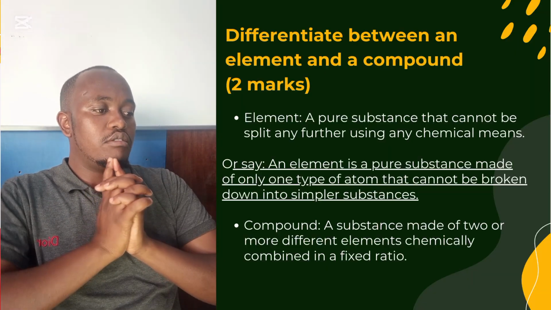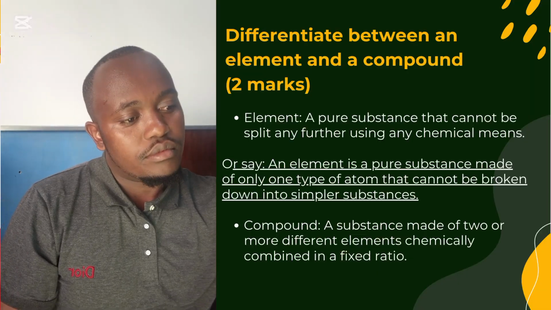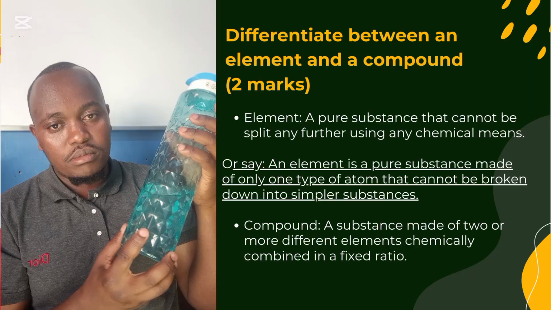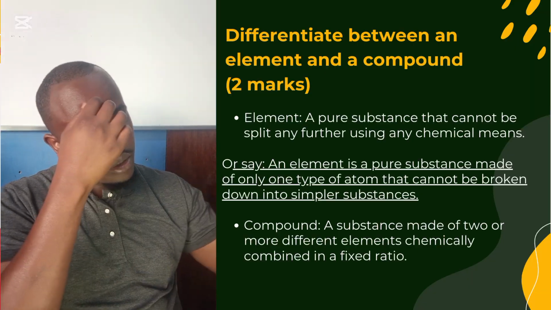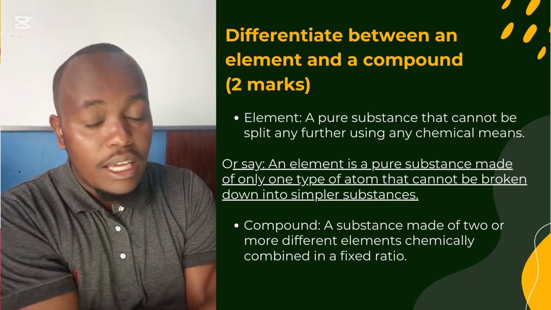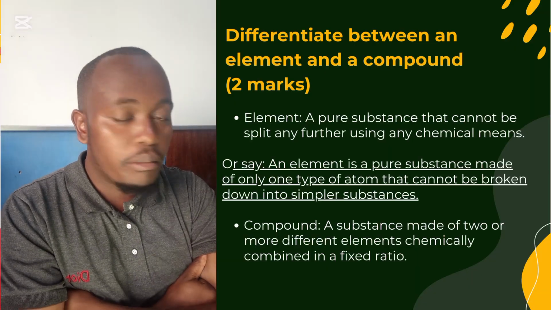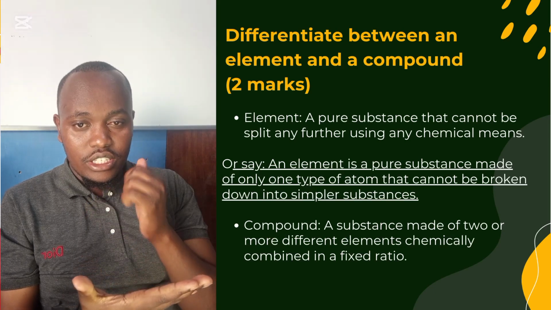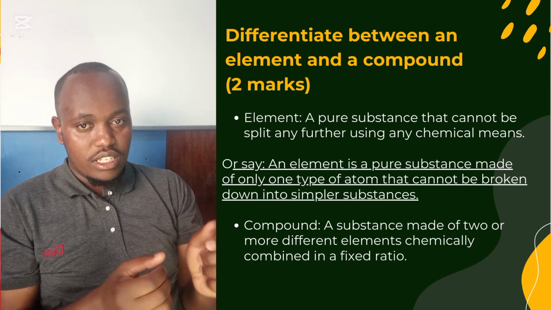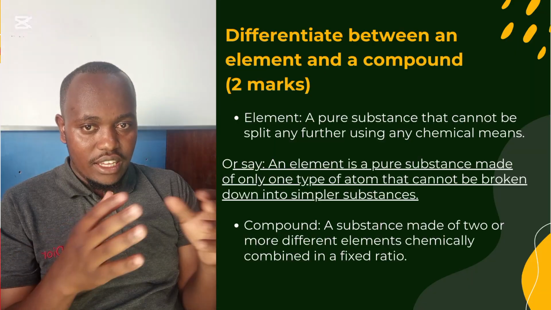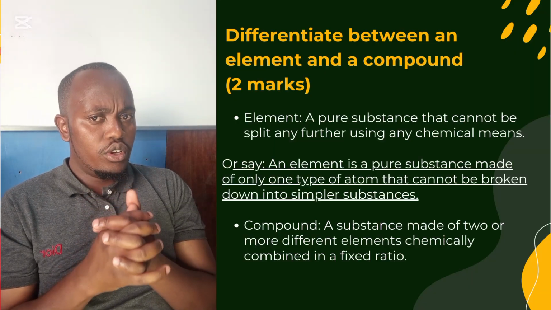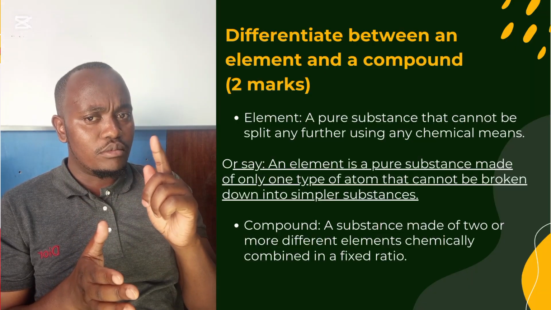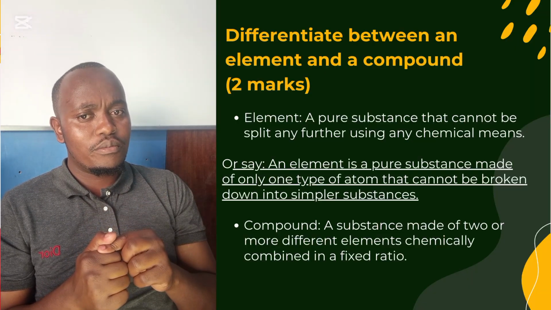A very common example of a compound is water. Water contains hydrogen and oxygen. The chemical formula we write is H2O. Another example of a compound is table salt. Its chemical name is sodium chloride. It has sodium and chlorine that have reacted in a fixed ratio. For example, H2O, we are saying 2 atoms of hydrogen react with 1 atom of oxygen to form H2O.